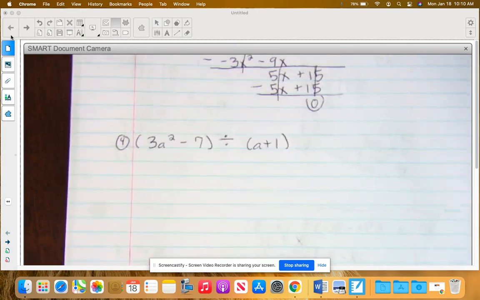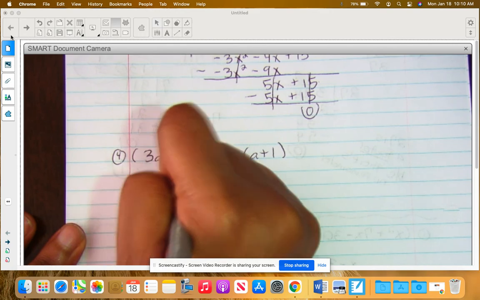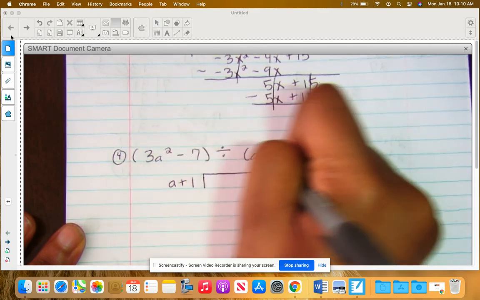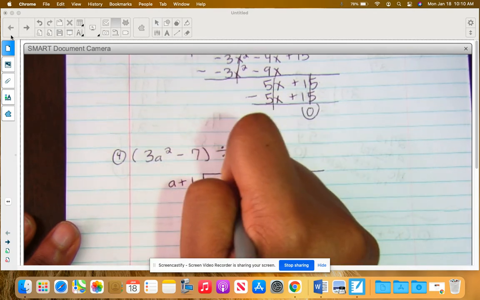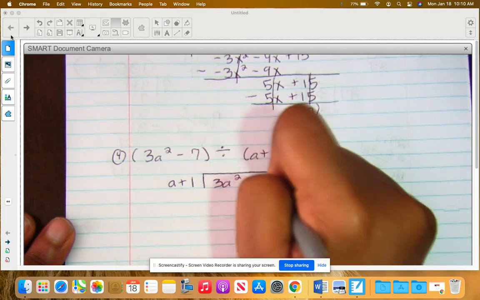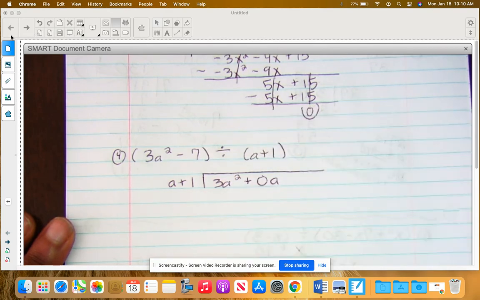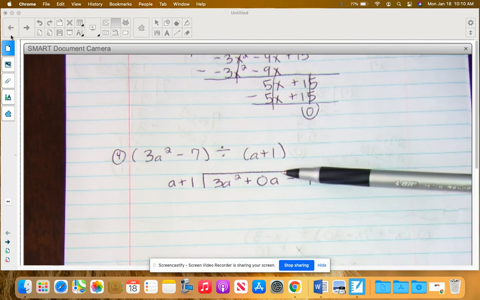So example number 4. We're going to do 3a squared minus 7 divided by a plus 1. So we know that a plus 1 goes on the outside. When I set this problem up, I'm going to bring the 3a squared down. But hopefully you notice there's no a to the first power. So I'm going to put a placeholder for a to the first power. I just put 0 in there because we know 0 isn't going to affect my math. But it's giving us a placeholder so that in just a minute when I go through and multiply and subtract, I'll have like terms. So now it goes a squared, a to the first power, and then a number.